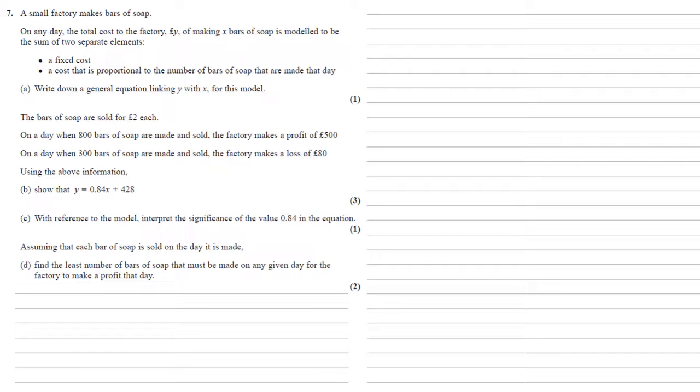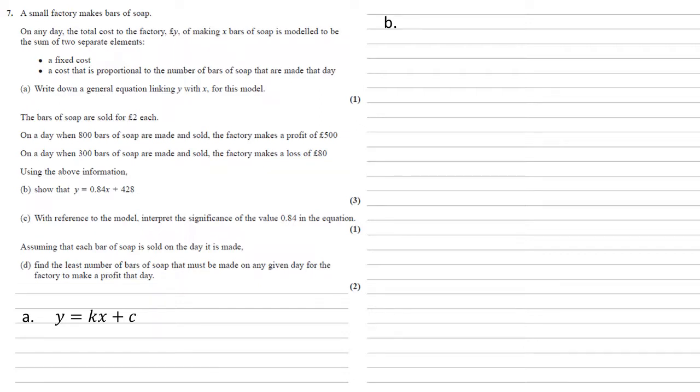For part A, we need to write down a general equation linking Y with X for this model. So Y is the total cost. We know that there's a fixed cost in there, so that's just going to be a constant, which we can use C. We've also got the bit about the cost being proportional to the number of bars of soap that are made that day. So the number of bars of soap made is X. If the cost is proportional to that, we're going to use K as a constant of proportionality, which gives us an equation of Y equals Kx plus C.